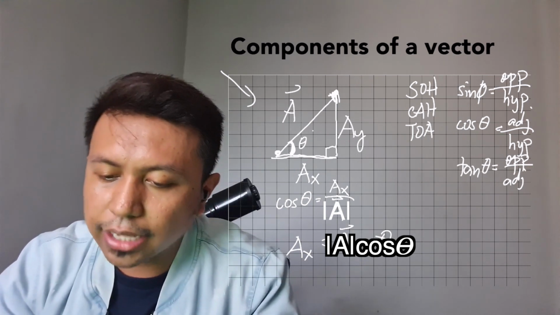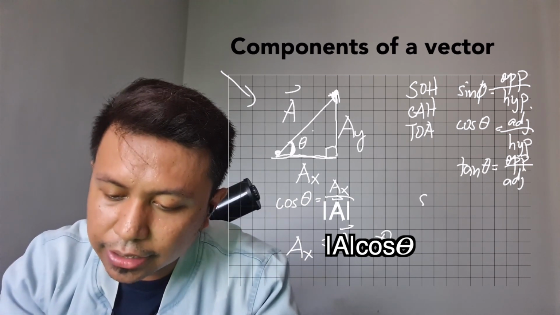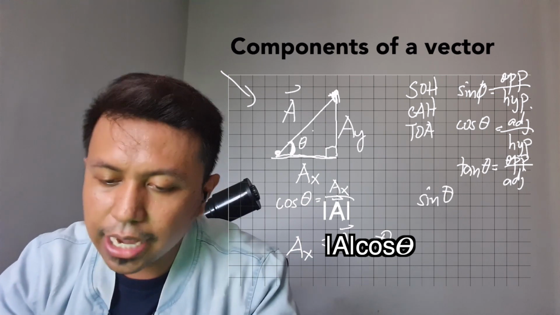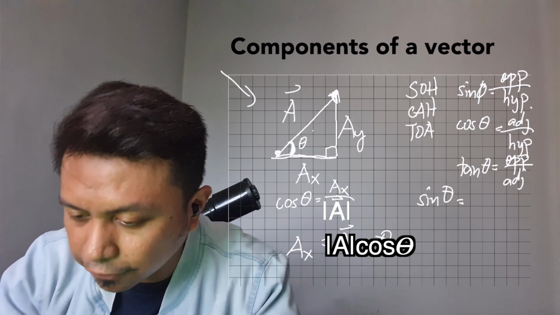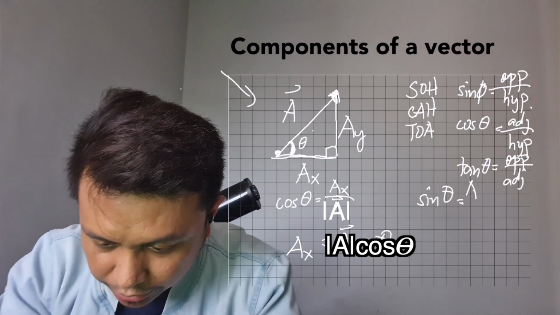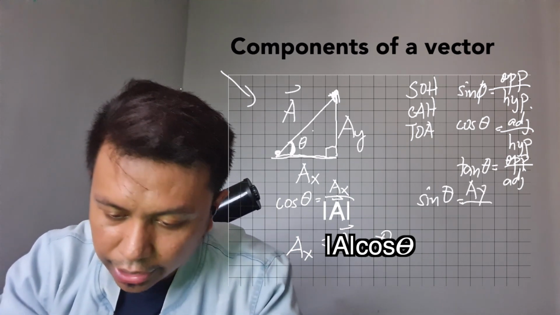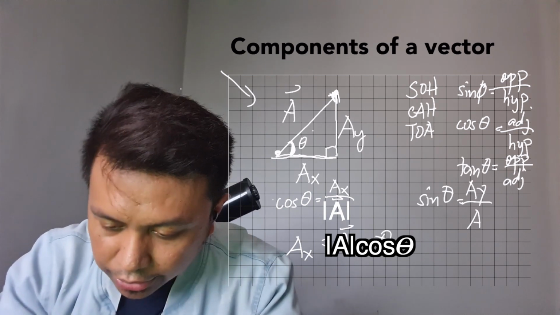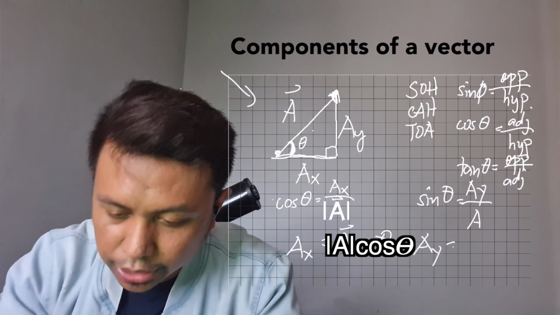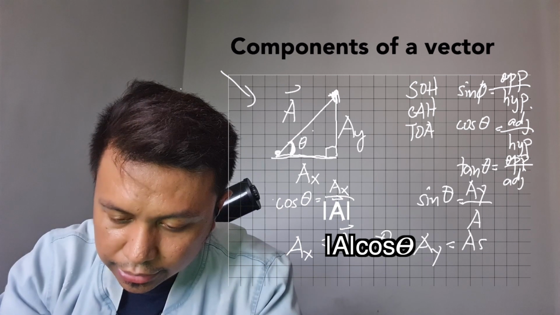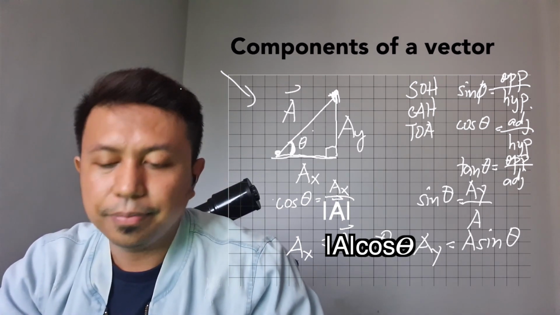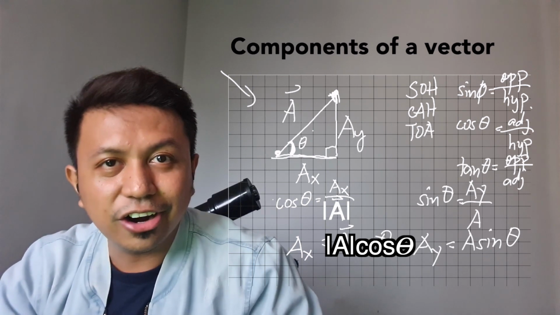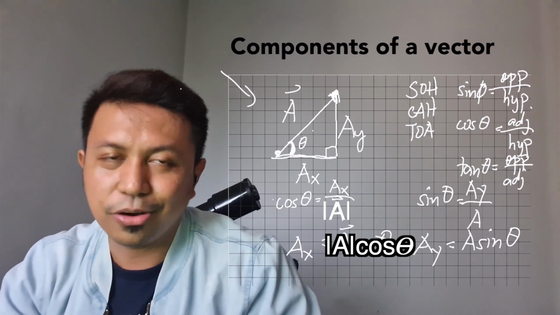Next, let's look at sine. The sine of this angle theta is equal to the opposite over hypotenuse, so A sub y over A. Therefore, the y component of your vector is equal to A sine theta. So now you're getting the components of the vector.